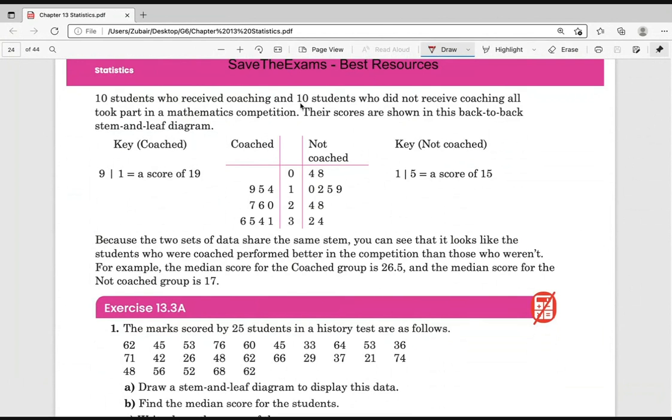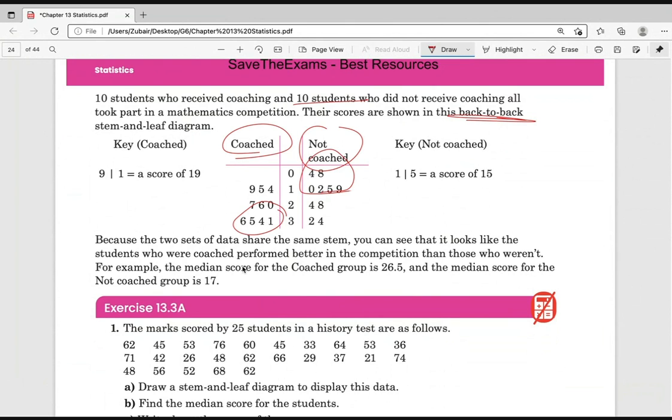10 students who received coaching, 10 students who did not receive coaching, all took part in a mathematics competition. Their scores are shown in this back-to-back stem and leaf diagram. Coached and not coached. So they were taught and they were not taught. Because the two sets of data share the same stem, you can see that it looks like students who were coached performed better. You see, most of the chunk is towards higher scores, and on the other side, most of the chunk is towards lower scores.